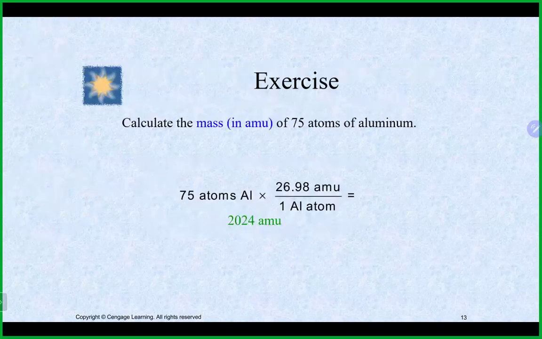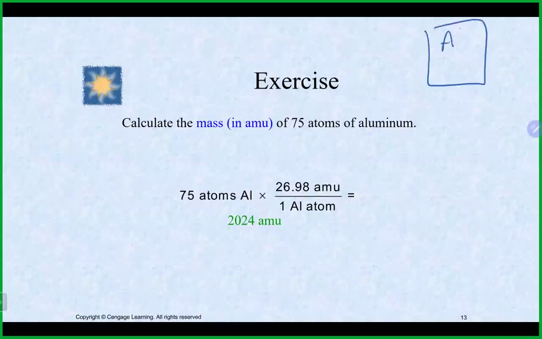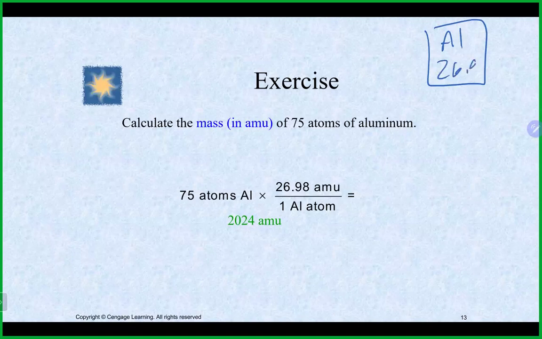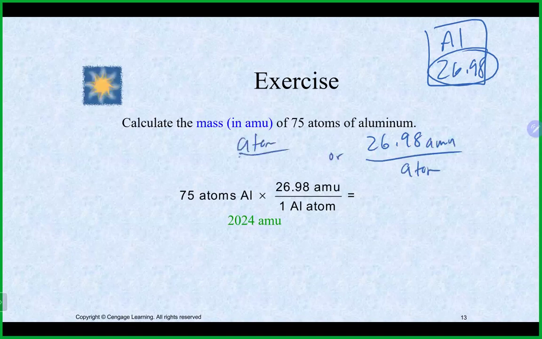Same thing here with our aluminum. We go to aluminum and look on the periodic table, and we'll see 26.98 on the bottom, and that's going to give us our 2 conversion factors of 26.98 AMU per atom. An atom is 26.98 AMU.